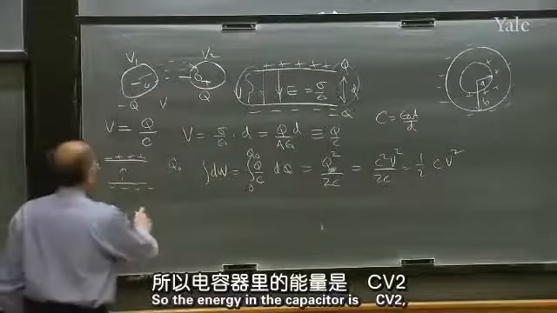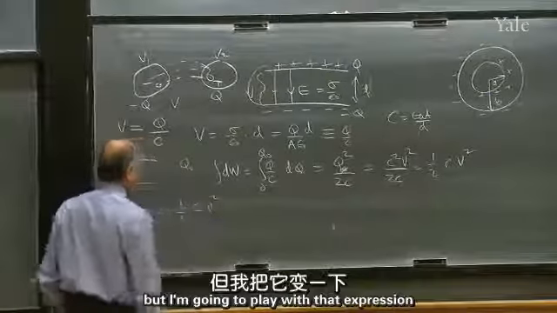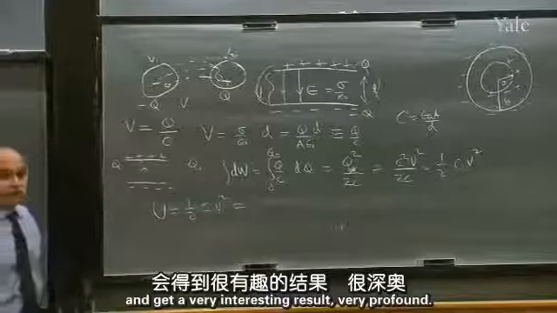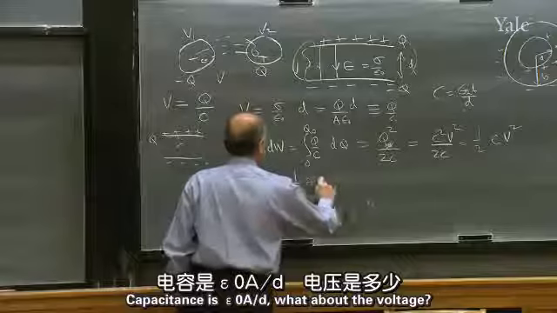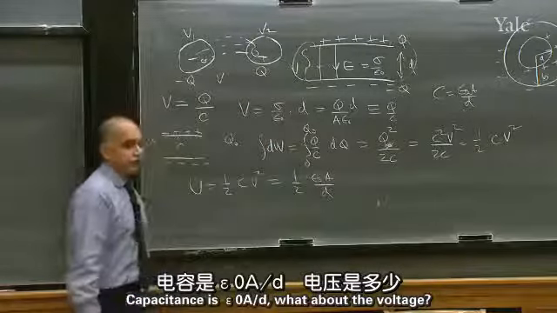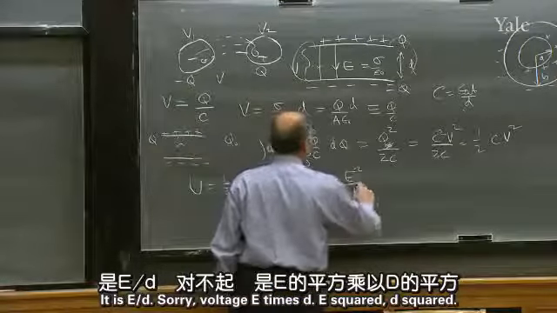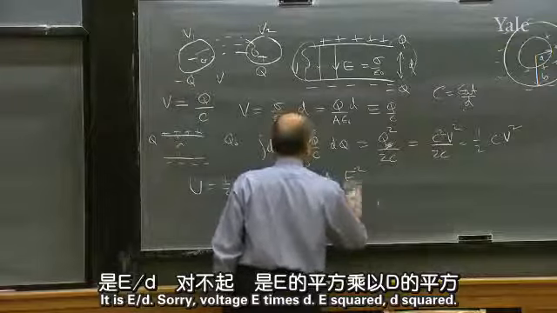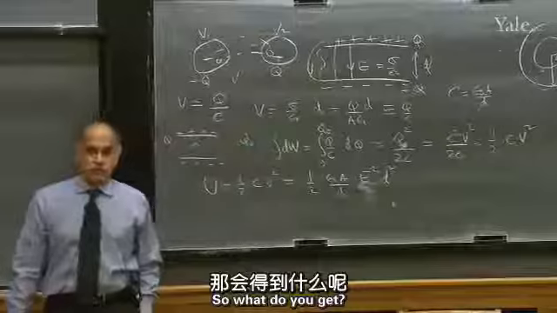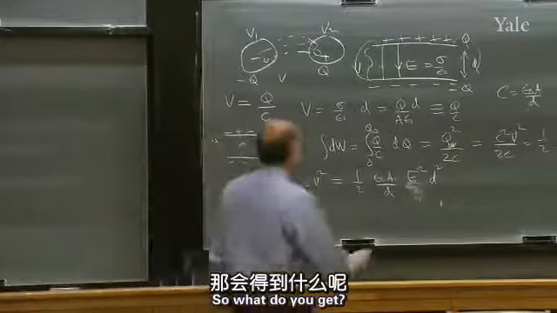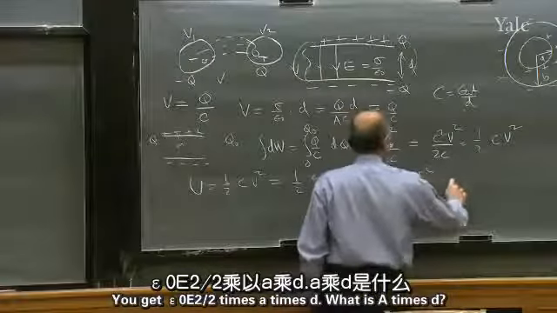So the energy in the capacitor is 1/2 CV squared, but I'm going to play with that expression and get a very interesting, very profound result. Capacitance is epsilon 0 A over D. What about the voltage? It is E over D. Sorry, voltage is E times D, so V squared is E squared D squared. So what do you get? You get epsilon 0 E squared over 2 times A times D.